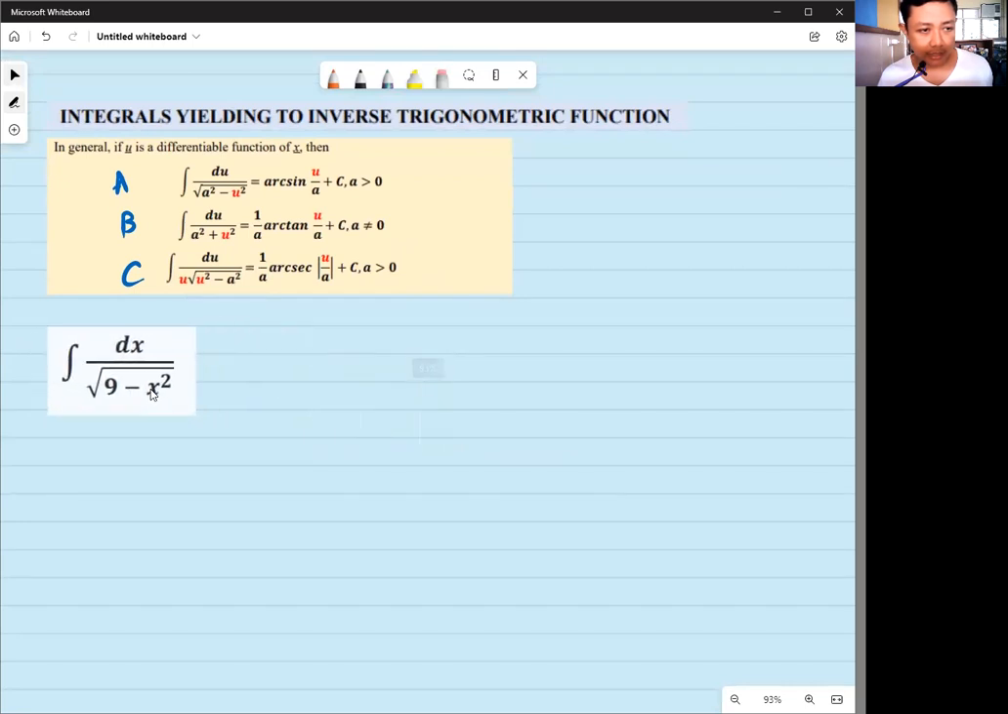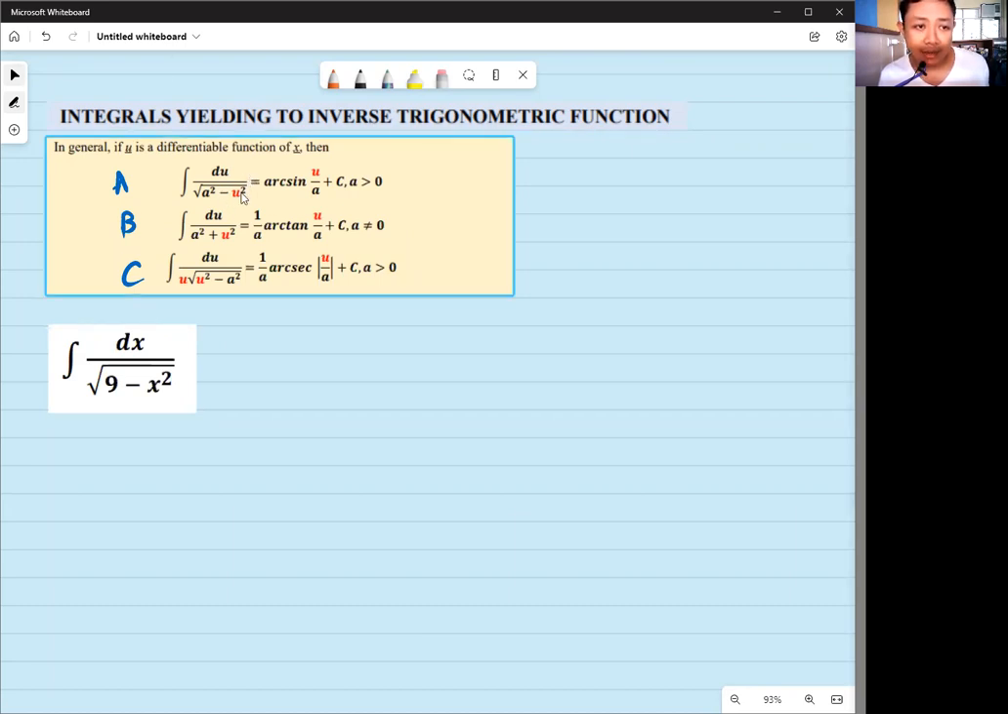Kindly take a look at our given. The given is the integral of dx over the square root of 9 minus x squared. Which of the three patterns is this very much applicable to? A, B, or C? Type the answer in the chat box, please. It's letter A, exactly. So therefore, we will be following this pattern and we will end up with arc sine for our result. Same process, let's identify our A and our U.